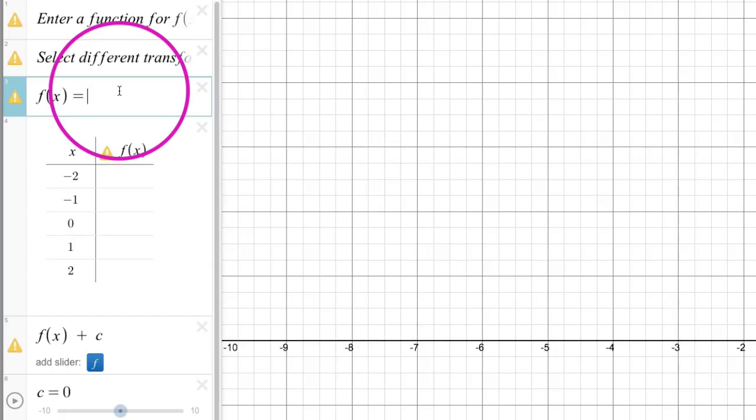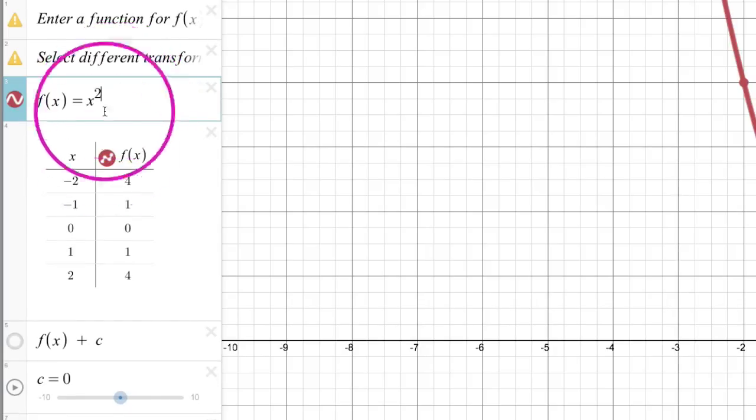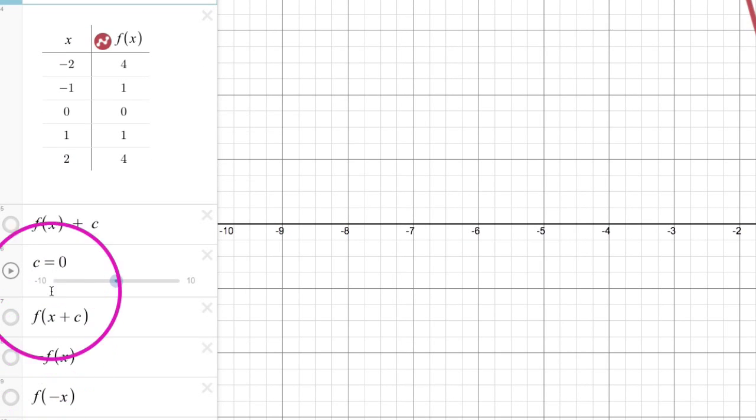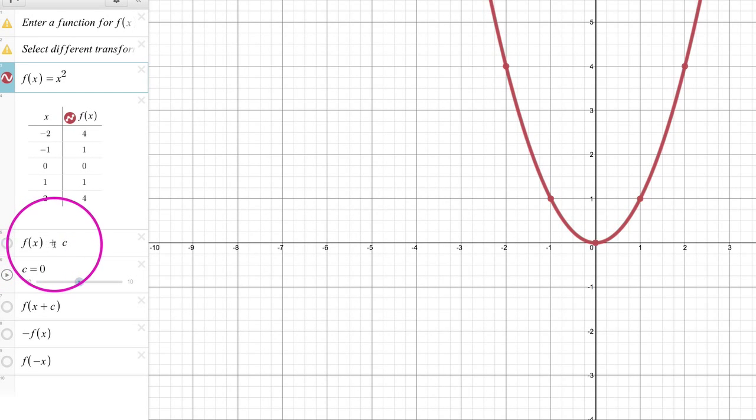Essentially what we're going to do is this. I'm going to choose a function here. Let's go with, say, our squared function. f of x equals x squared. And you'll notice that I have all these options over here. And our first set of transformations is this right here. We say f of x plus c.